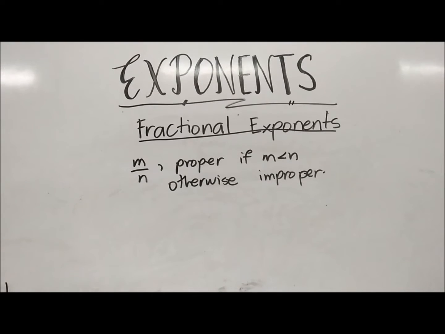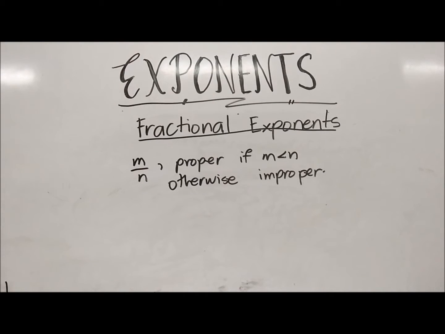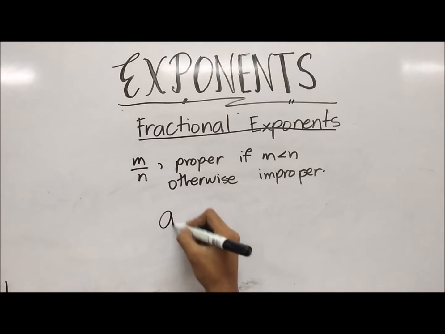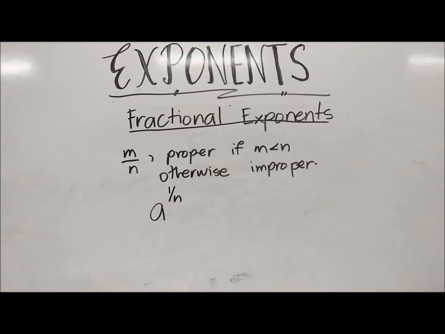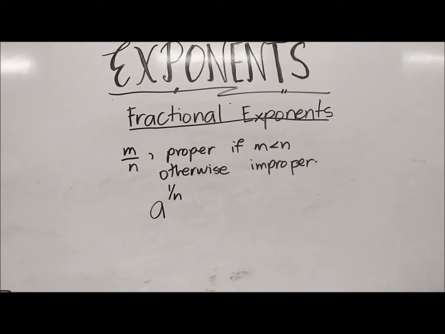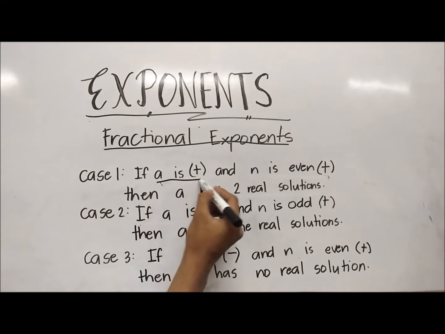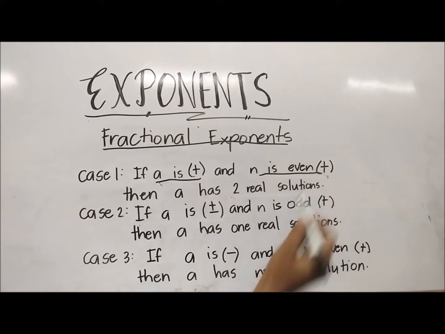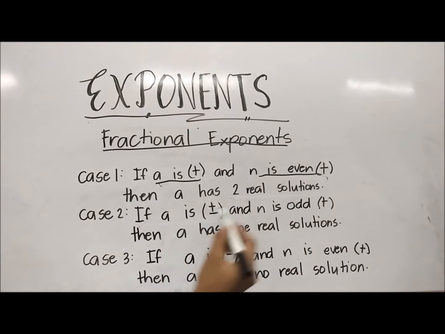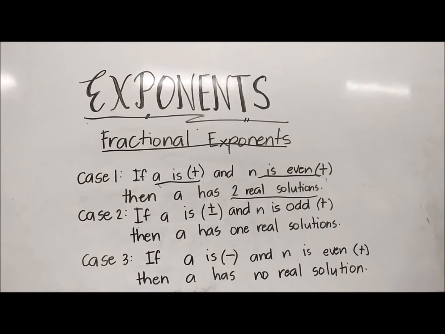If we let a fraction be an exponent in the form a raised to 1 over n, we need 3 cases to evaluate this expression. First, if a is a positive real number and n is an even positive integer, then a has exactly 2 real roots, 1 positive and 1 negative.